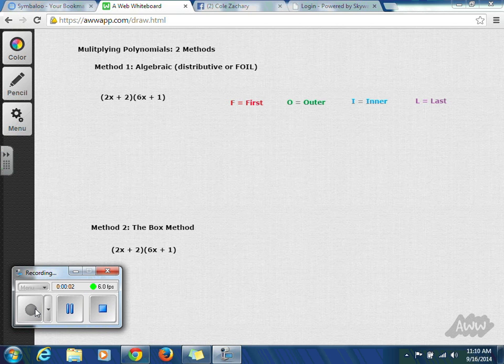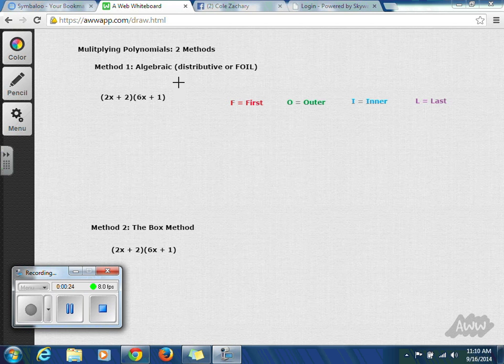As we continue into our linear review unit, we want to look at multiplying polynomials. There are many methods that we can use to multiply polynomials, but there are two of them that I want you to become very familiar with. In later assignments, you'll be able to choose the method that you like the best, but for now, we're going to be practicing doing two different methods to solve the same problem.